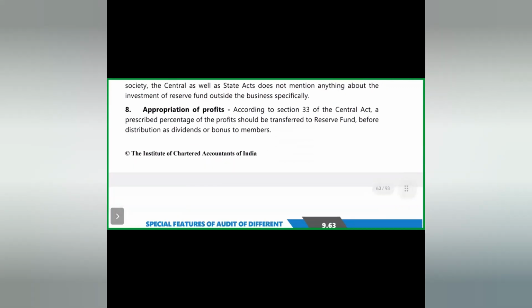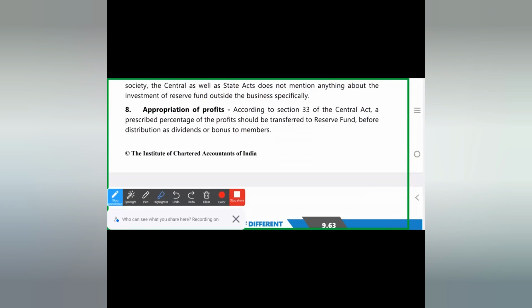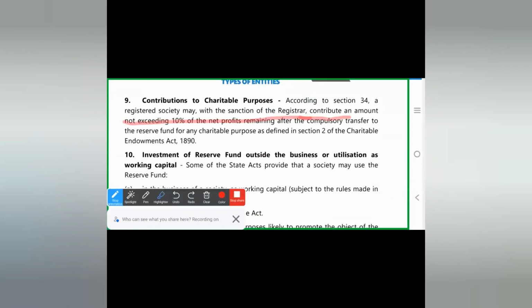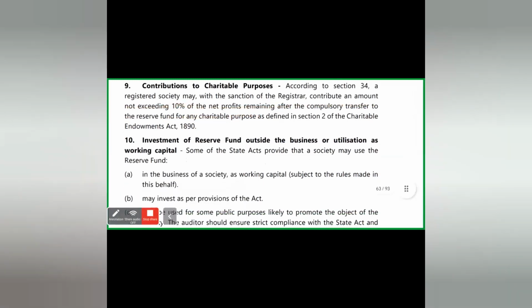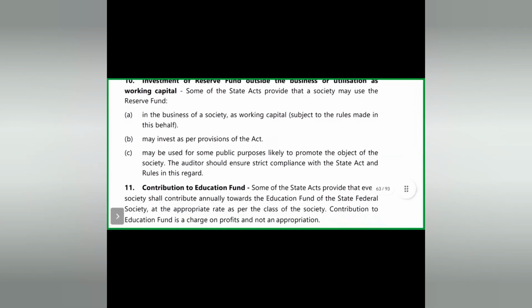Also, in case of appropriation of profits, according to section 33 of the Central Act, a prescribed percentage of profit should be transferred to the reserve fund before distributing amounts as dividends or bonus to its members. Apart from this, contribution to charitable purposes shall not exceed 10% of the net profits remaining after compulsory transfer to the statutory fund.